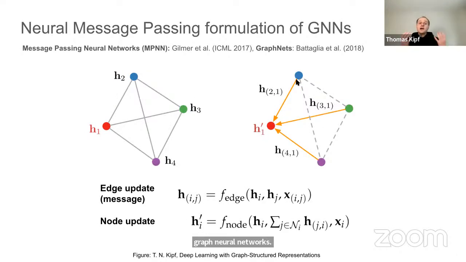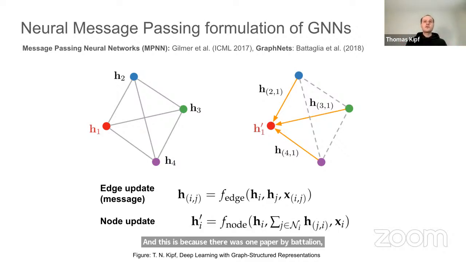Now, one last variant of graph neural networks, and I'm going to summarize them in the next slide, but one last variant I want to go into, which is very important for many applications, is the neural message passing formulation of graph neural networks. And this was first introduced in message passing neural networks, and then later refined in graph nets. It's what DeepMind often calls their graph neural network models. They often call them graph nets. And this is because there was one paper by Battaglia and others that introduced this formulation.